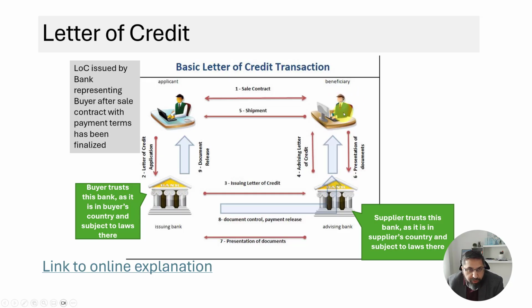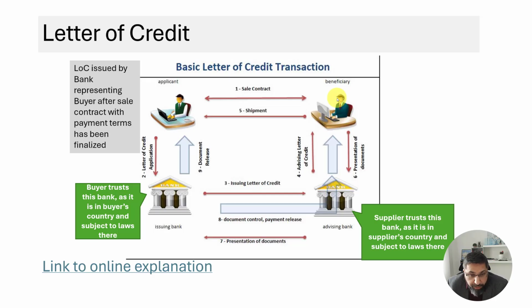The beneficiary of the letter of credit is the supplier who's going to supply the goods, and they deal with an advising bank in their country, which they know. Each bank has a relationship with their client. The issuing bank has a relationship with the applicant, the buyer. The advising bank has a relationship with the beneficiary, which is the supplier. And so the supplier trusts their bank, the advising bank trusts the supplier, the buyer trusts their own bank, the issuing bank, and the issuing bank trusts the buyer. Okay. So step 1, both the seller and the buyer, the applicant and the beneficiary, agree on a sales contract.